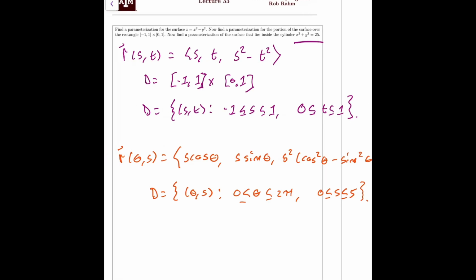Okay, so both the purple and the orange parameterizations are parameterizations for the hyperboloid. The surface that we're parameterizing hasn't changed, but what has changed is the parameter domain. And notice that with the rectangular parameter domain, it made more sense to use rectangular or Cartesian coordinates, and with a more circular parameter domain, it made sense to use cylindrical coordinates. So which coordinate system you're going to use depends on both the thing that you're parameterizing and the parameter domain for the thing that you're parameterizing.